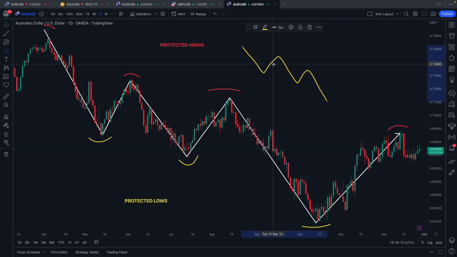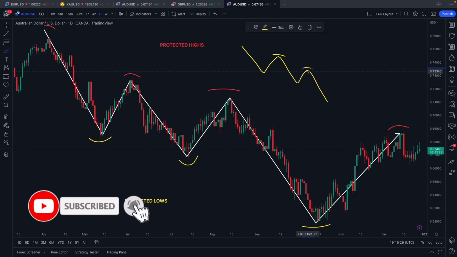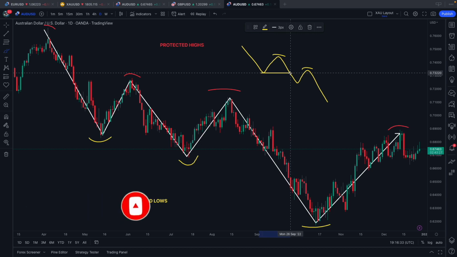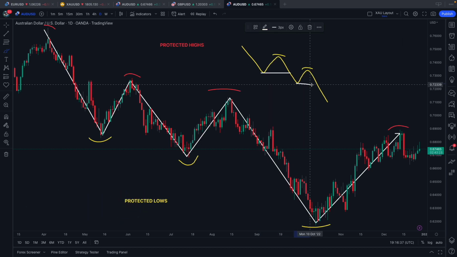Within this, we understand that the highs are protected. Now, what I mean by protected is price realistically shouldn't come up to break above these protected highs, because if price does do that, then we are no longer following bearish structure. So the highs are protected and the lows aren't. So we see that the lows break every single time.